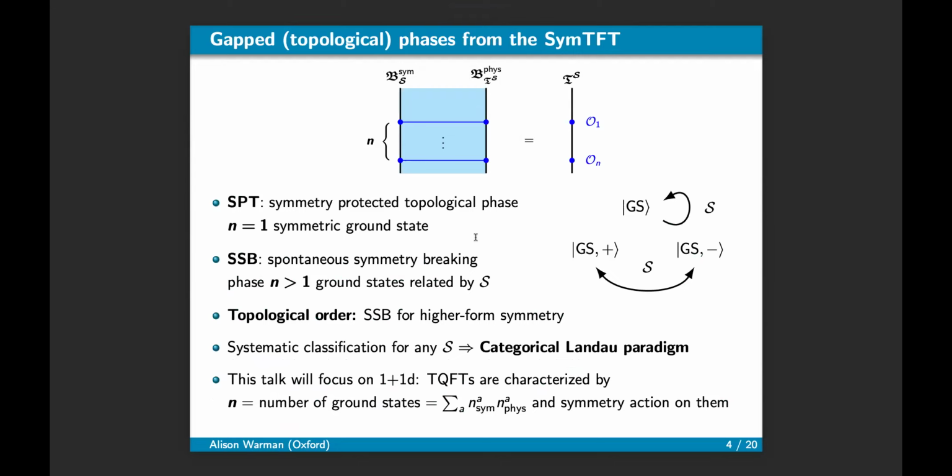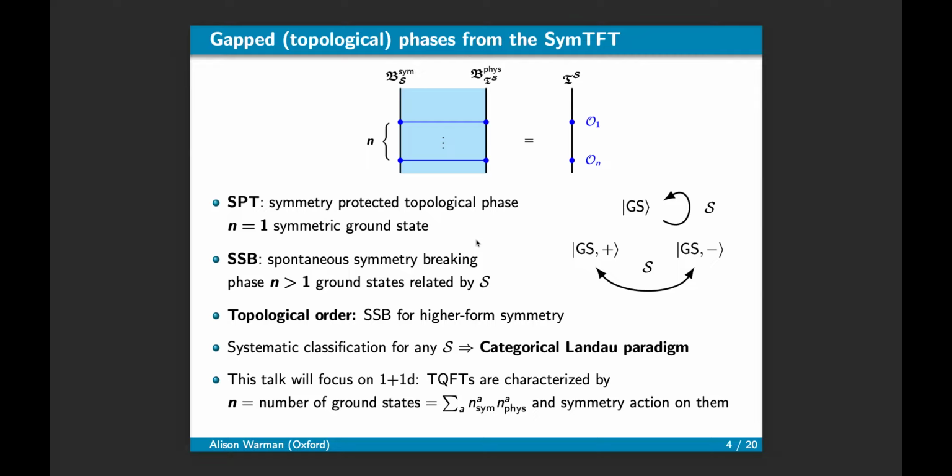Now, how do we describe gapped topological phases from the SymTFT? We fix a symmetry boundary, which is always topological for our cases, and then we also choose a topological physical boundary. Then the topological lines that can end on both the symmetry and physical boundary will give rise to local operators in the theory. If there's a single one coming from the identity line, we will have a symmetric phase. If we have multiple of them, we will have spontaneous symmetry breaking.